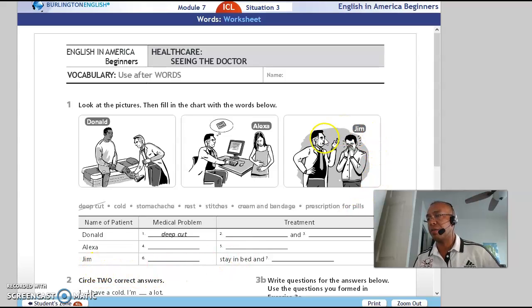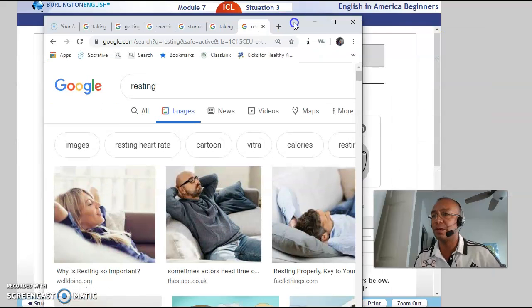What about Jim? What's happening to Jim? What is the problem, the medical problem that Jim is experiencing? Cold? Yes. He has a cold because he's sneezing, he's coughing, right? So the medical problem is cold. So what is the doctor going to prescribe? Stay in bed and rest. The correct answer is to rest, right? It's one of the most important things that we could do, to rest.